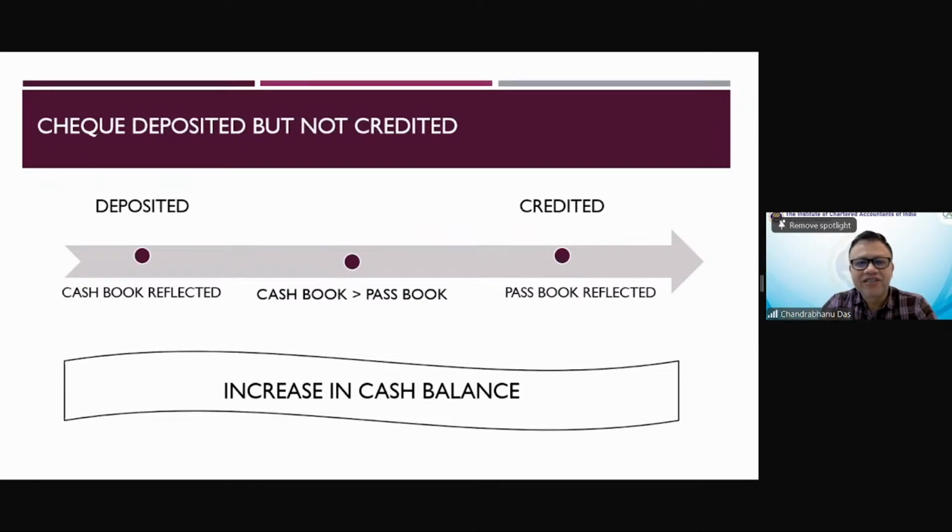So timing differences are there to stay, and that will always create a difference between the passbook and the bank column of the cash book. Definitely these two differences will remain because of the check deposited and check issued.